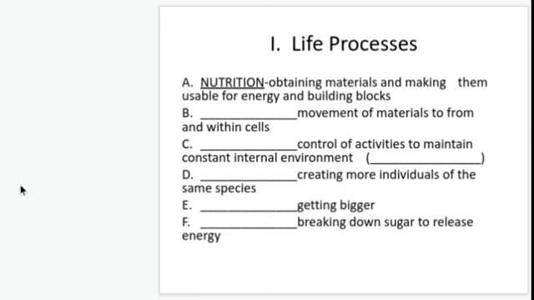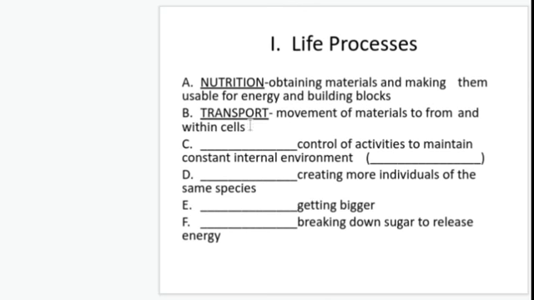Obtaining materials and making them usable for energy and building blocks. Your digestive system takes in, say, starch and breaks it down into sugar. Why? Starch won't fit across your cell membranes, but sugar will. So you eat starch, you digest it by nutrition, your life process of nutrition, you digest it down into sugar, and you also can get proteins and break them down into amino acids. That's nutrition, obtaining materials and making them usable.